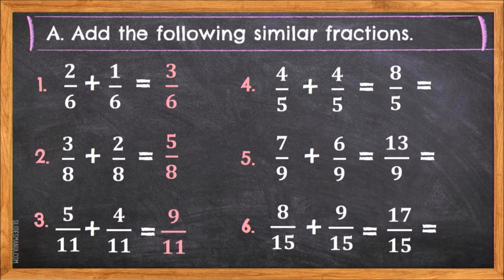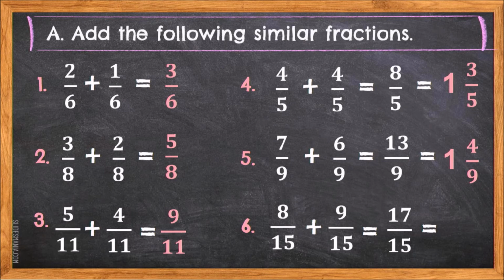Okay, kids. Number 4, we have 4/5 plus 4/5 is equal to 8/5. Okay, this one, kids, is not yet finished because it's an improper fraction. We will make it as a mixed number. So 8/5 is equivalent to 1 3/5. Okay. Next, number 5, we have 7/9 plus 6/9 is equal to 13/9. Okay, kids, again, it is an improper fraction. So we will make it as a mixed number. So 13/9 is equivalent to 1 4/9.